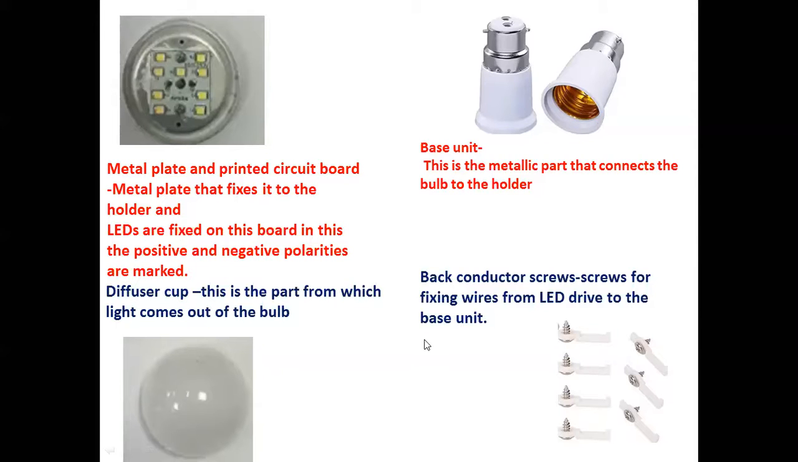And the next one, the diffuser cup. This is the part from which light comes out of the bulb. And the other parts are next.